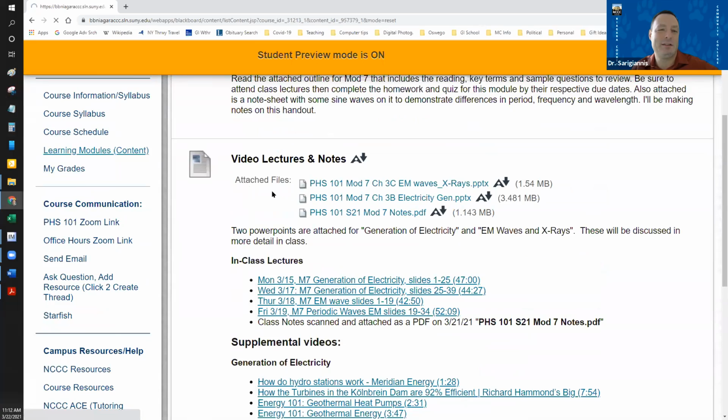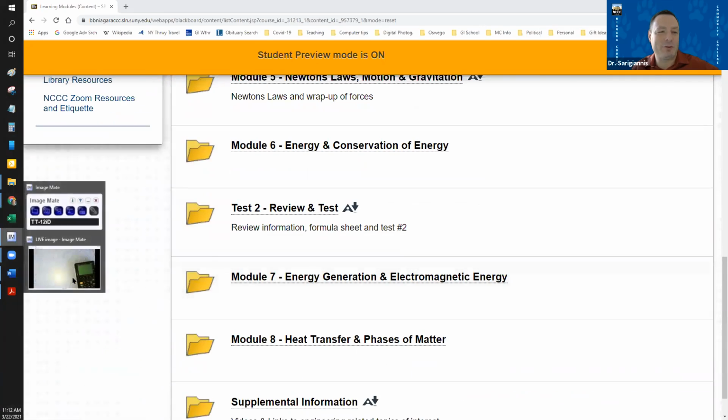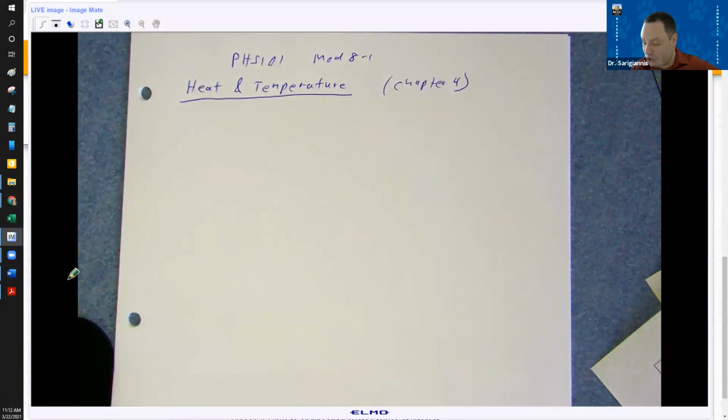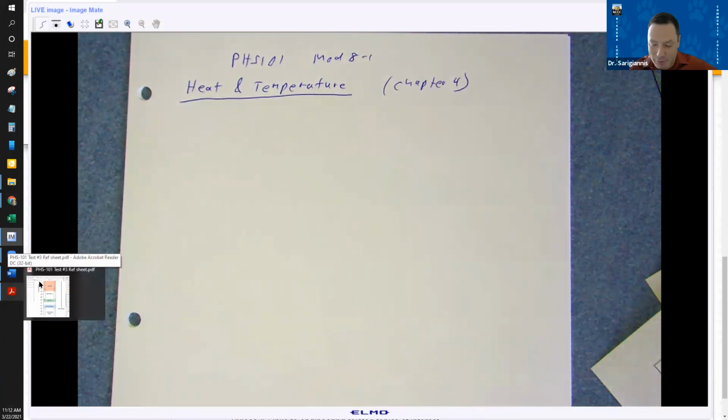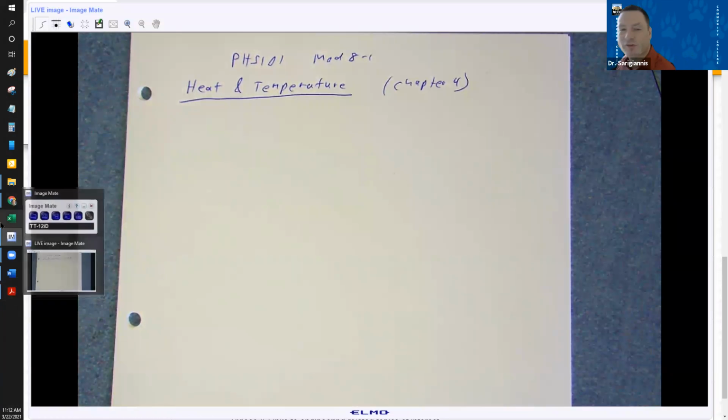All right, so let's go to module 8 now. I'll just actually switch to the document camera here. We'll start doing notes. We're going to talk about heat and temperature in this module. And this is pretty much, like I said, most of chapter 4 except for section 4-5.